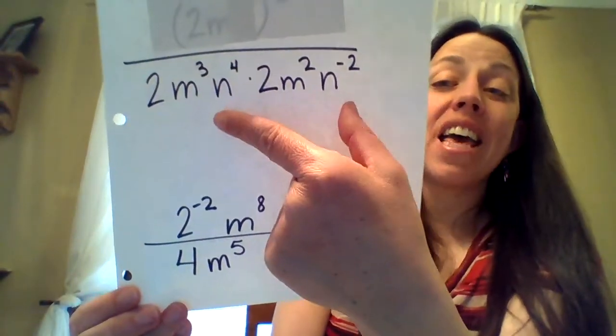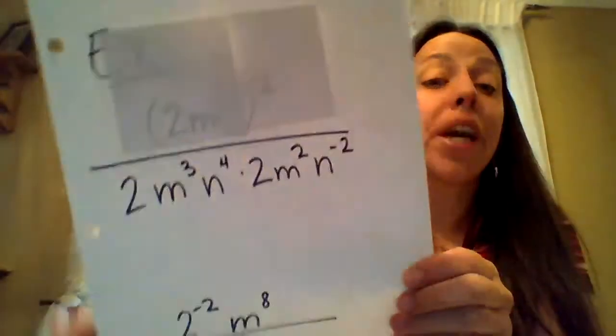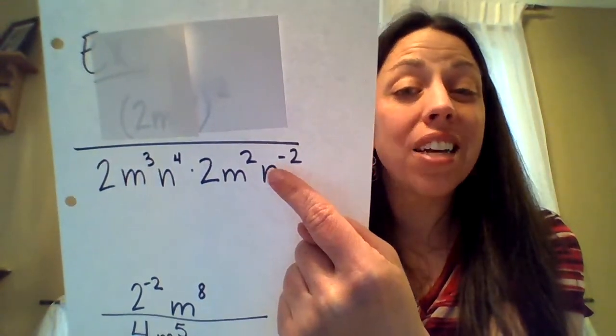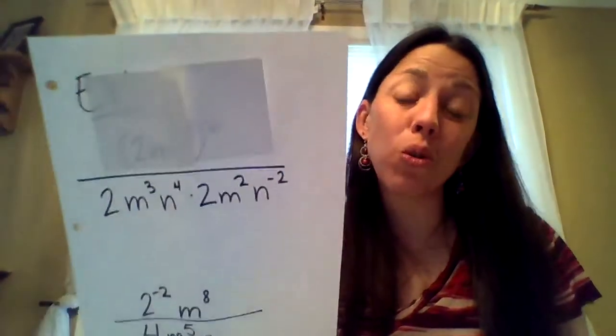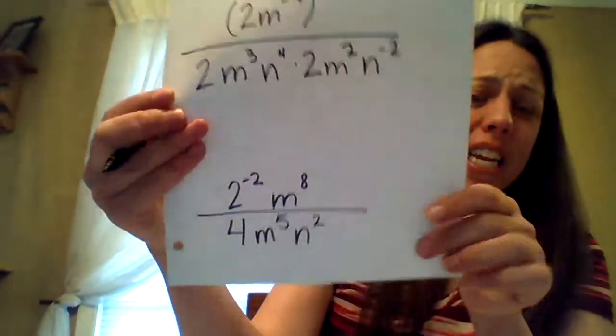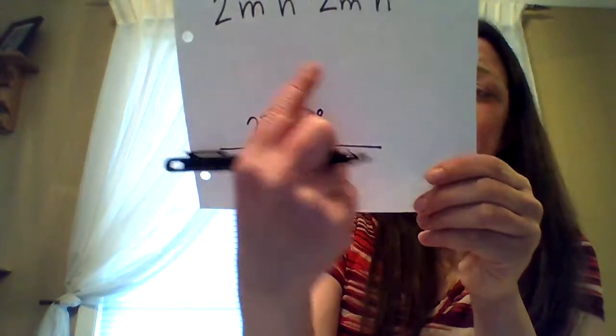I have an n and another n. I have 2 variables of n, so I'm going to combine my n's. What is 4 plus a negative 2? That is subtraction, guys. You could say 4 minus 2. 4 minus 2 is 2. So right now, I isolated the numerator, I isolated the denominator, and now it looks a little bit nicer like this.